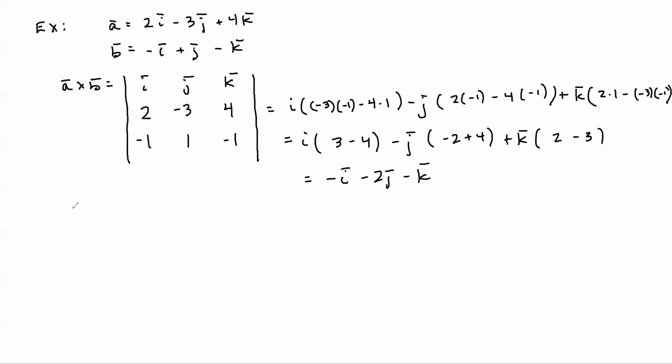Let's do a quick second example. Let's say A is negative 3i plus j plus k, and we'll say B is 2i plus 3j minus 4k.